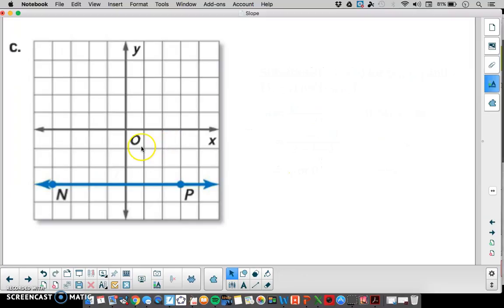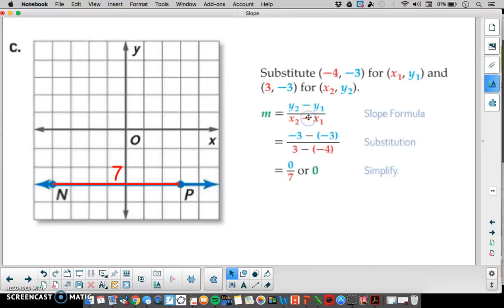On this example, we have a completely horizontal line. So we're still going to count rise over run. So my run from N to P is 7. However, there is no rise. My rise is 0. And 0 is a value, so we could plug that in. So my run is 7, which will be the denominator. My rise is 0. 0 divided by 7 is 0.